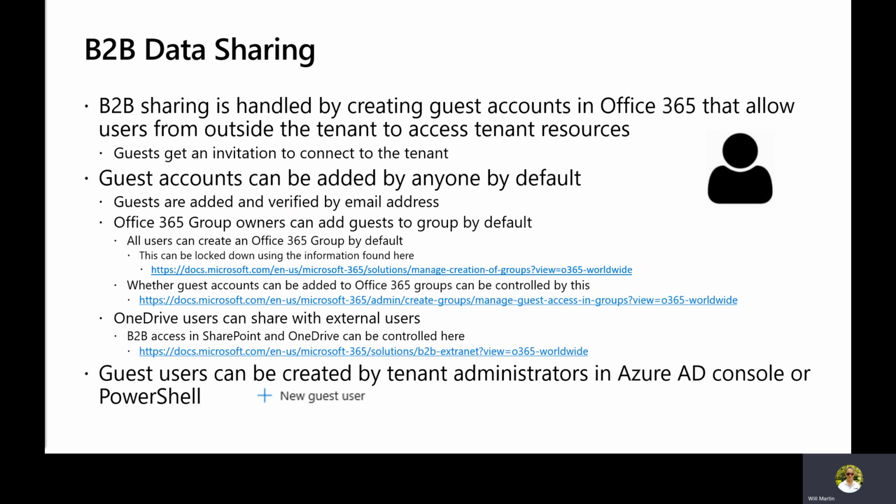Anyone can allow access by default in several different ways. The most common is Office 365 group access. It can be blocked at the group level with the first link. Creating groups can also be locked down following the second. OneDrive users can also share content with external users. This can be blocked in the SharePoint portal as the third link shows.